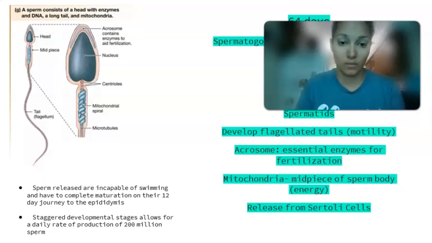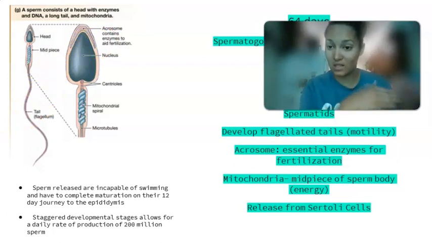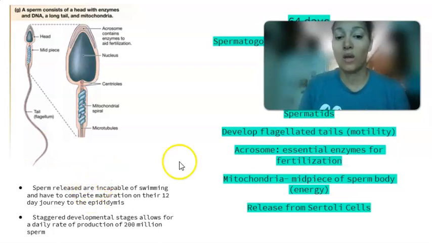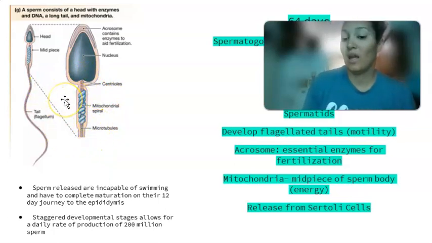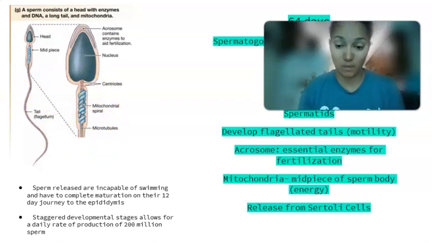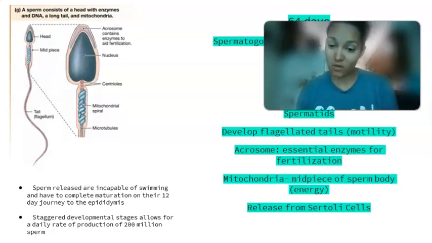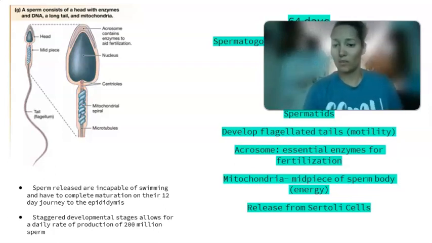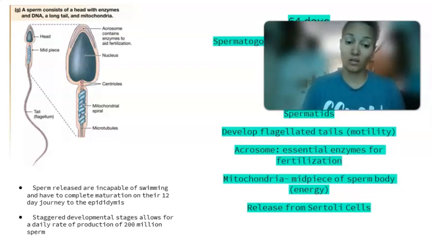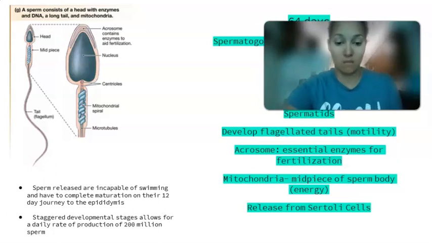And then you have the acrosome, which you can see here at the tip of the head. And that has essential enzymes for fertilization, which makes sense because that head needs to be buried when it goes to fertilize. And then you have the mitochondria, which is here in the mid piece of the sperm body. And that mitochondria is going to provide the sperm with energy. And then at the end of those 64 days, your sperm is released from the Sertoli cells. Now, once released, the sperm are not capable of swimming yet. They have 12 more days of their journey where they have to make it to the epididymis before they're actually motile.